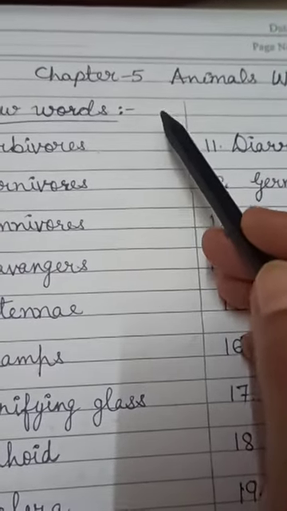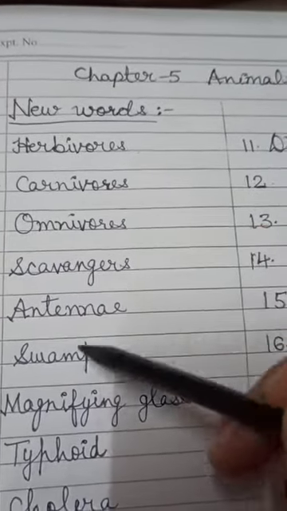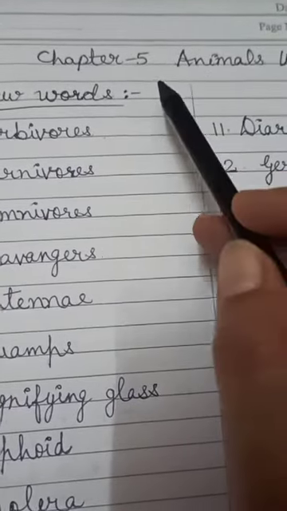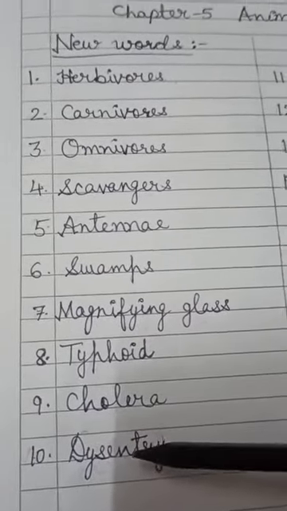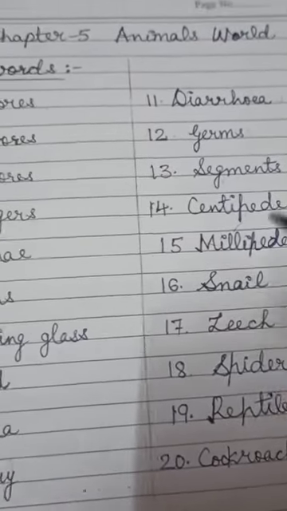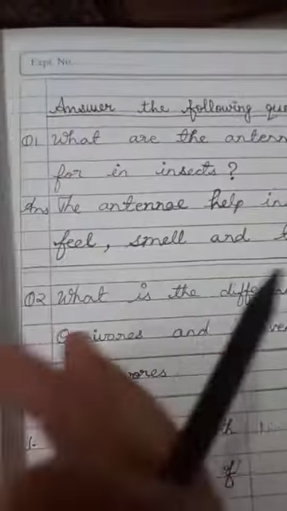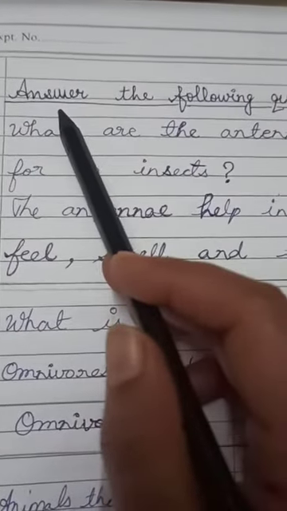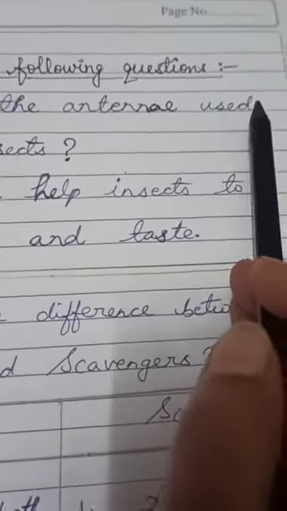Yesterday we started the question answers and new words of chapter number 5. We have already completed this chapter. So yesterday you wrote all these new words. Okay, 20 new words I have given to you, and today I'll explain the question answers. Before writing the question answers, you have to write the heading, answer the following questions.